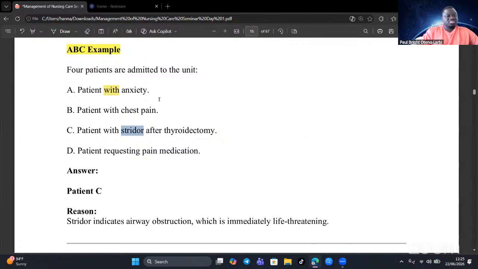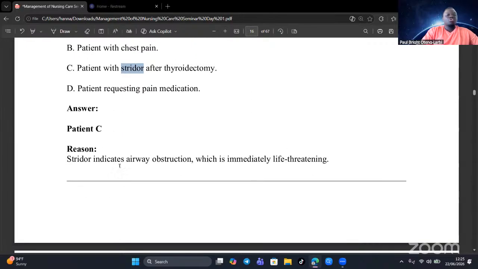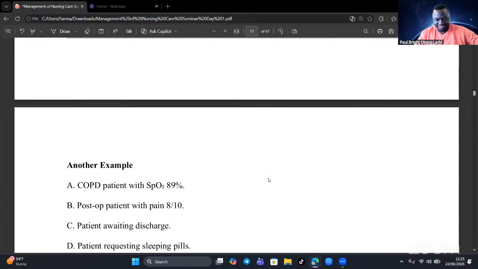And all these other things, circulation issues, a patient requesting pain medication and all those things, they are just teasers to worry you. They will give you the cue. Recognize the cue. Stridor indicates airway obstruction, which is immediately life-threatening.